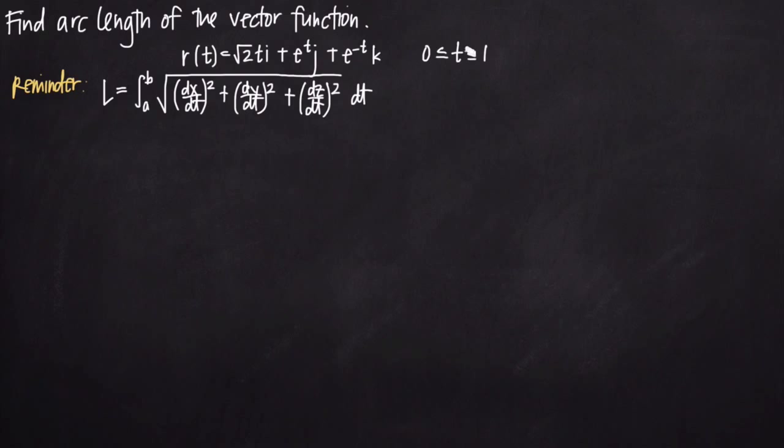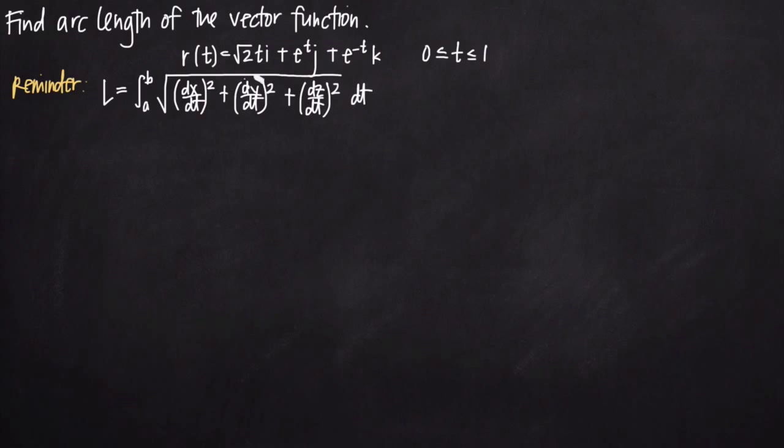Now the formula we're going to be using to find the arc length of the vector function is the formula I've written here for L, and it's adapted from the arc length formula that we use for parametric equations. The reason is that when we're dealing with a vector function, we can essentially break it down into parametric equations. We take the coefficients on i, j, and k and turn them into parametric equations.